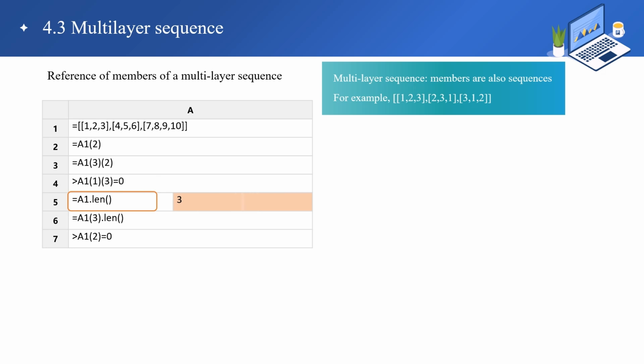A5 is the length of the sequence, which is 3, and A6 is the length of the third member sequence, which is 4. After A7 is executed, the second member sequence will be changed to 0, and this member will no longer be a sequence.